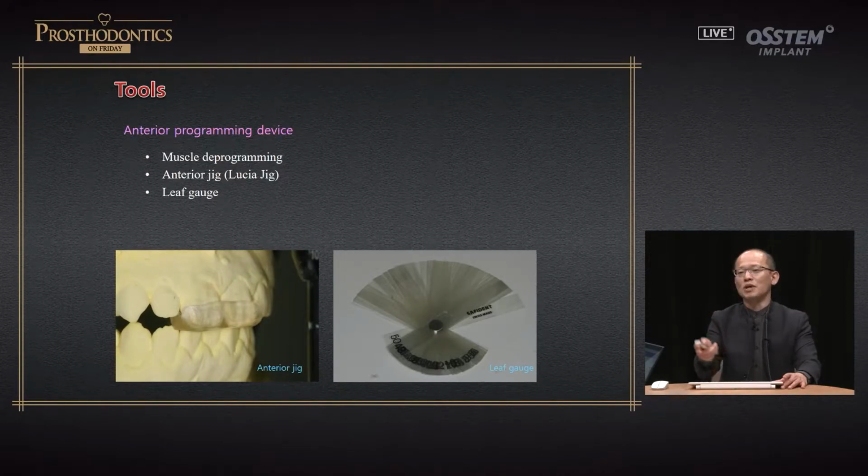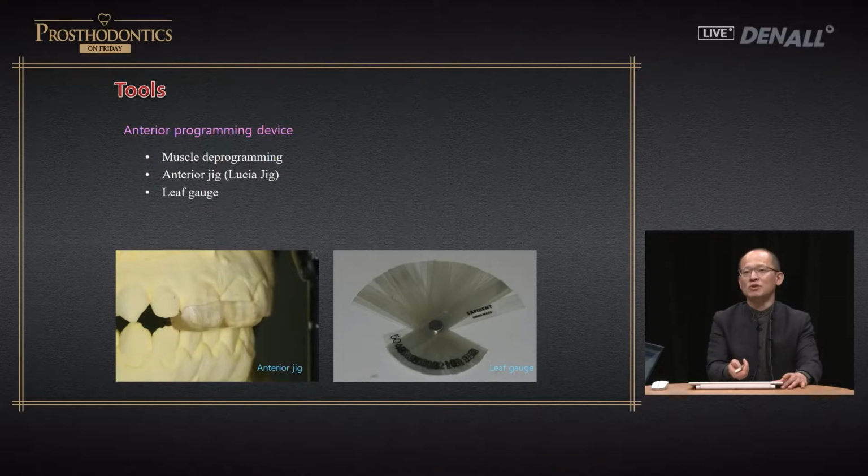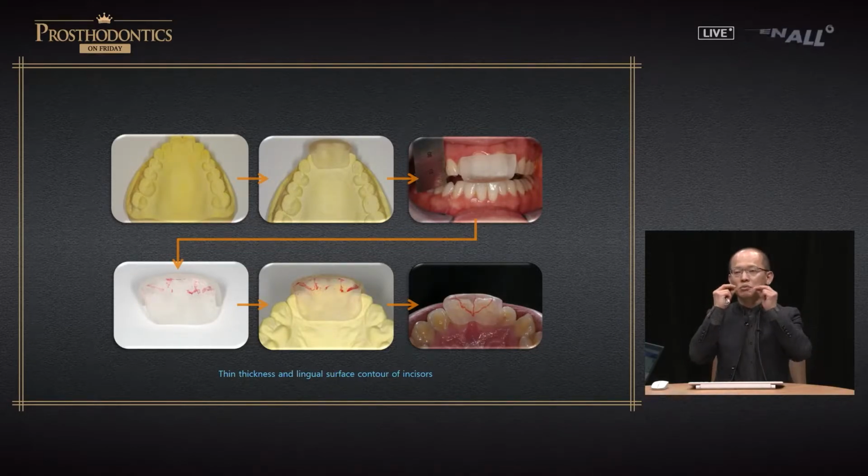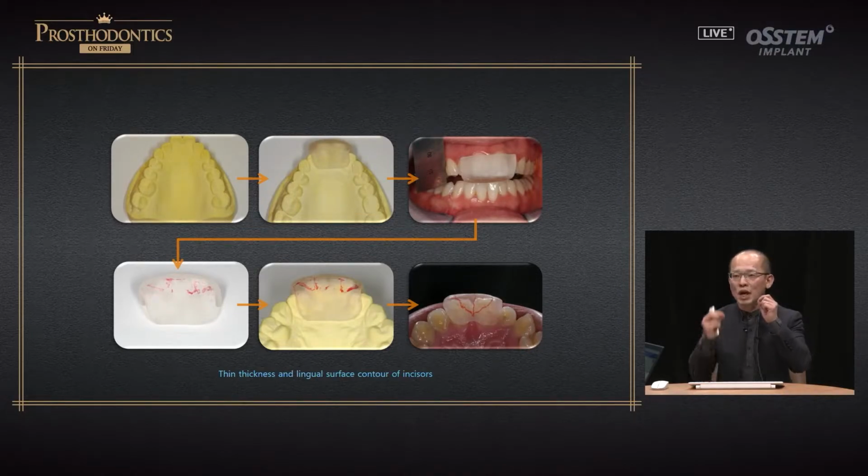Now, the leaf gauge, I don't think many people would have that. For the anterior jig, if you know the concept, it can be easily created. As you can see, you do a wax-up and create something to cover some upper teeth, and you can let the technician create it. And for the number 1 and 2 premolars, if there is a 1 or 2 millimeter gap, that's sufficient.